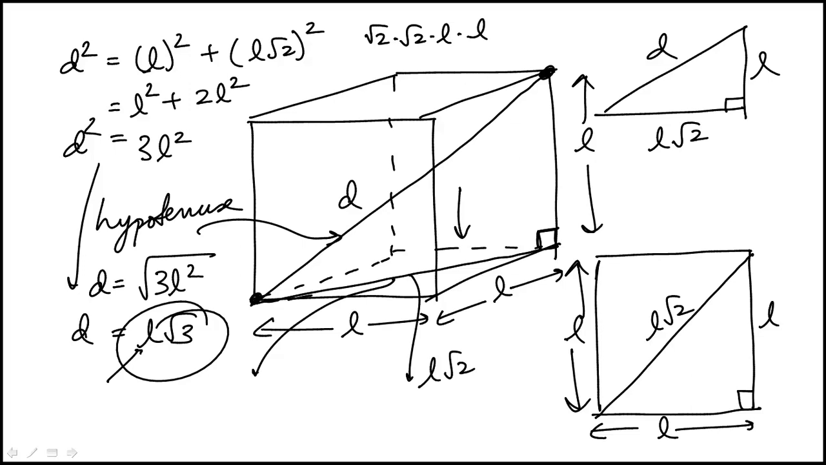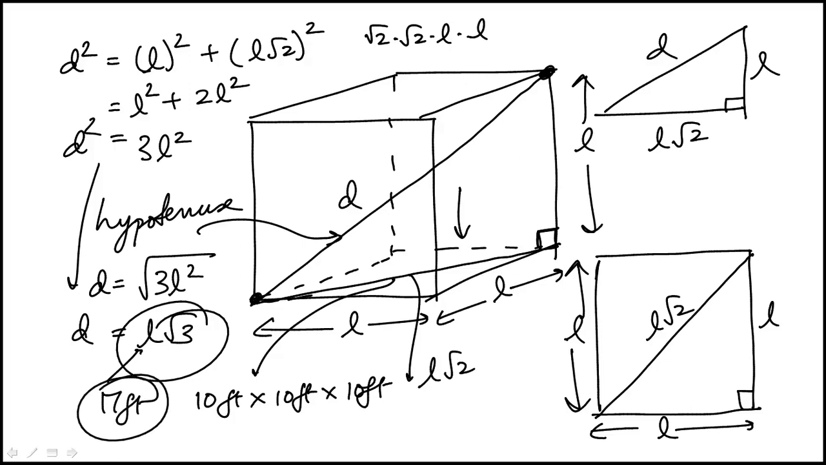And for a rough approximation, for example, let's say I have a room that's 10 feet by 10 feet by 10 feet. Then the longest diagonal would be 10 feet times root 3, and root 3 is about 1.7. So the longest diagonal would be about 17 feet. So that sort of visually makes sense.